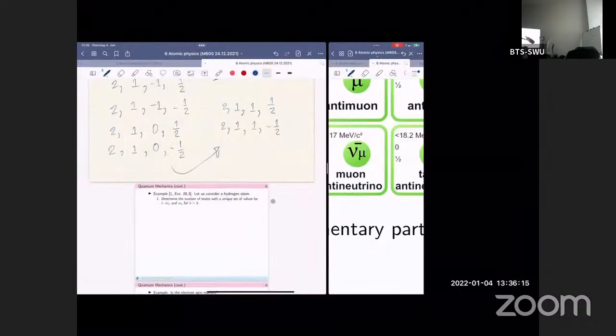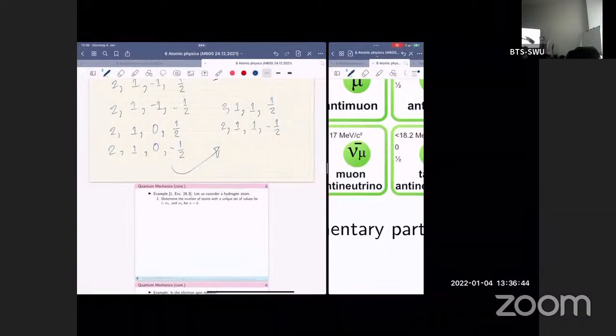Determine the number of states with a unique set of values for L, ML, MS when n equal to 3. When n equal to 3, what are the possible quantum states in this case then? What are the possible quantum numbers?